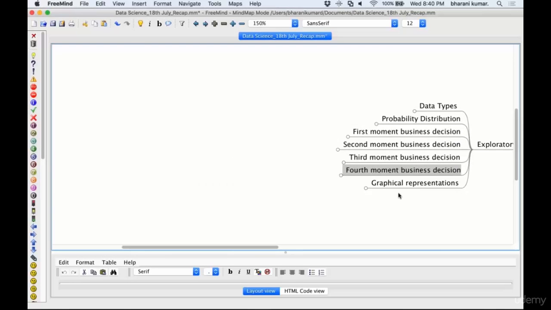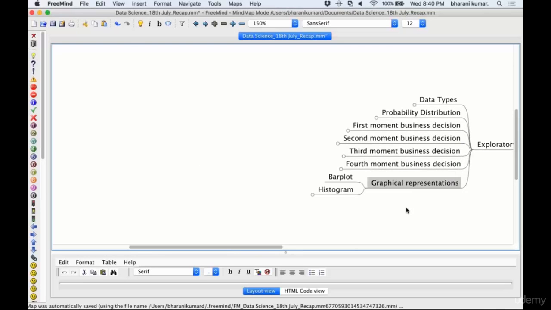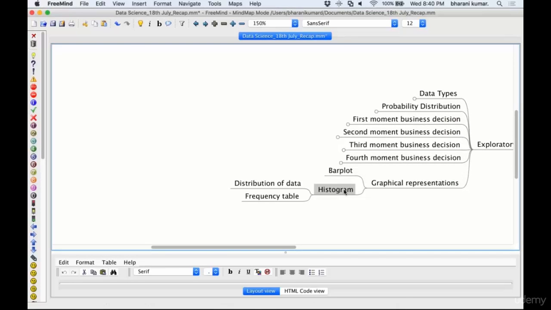Post which we have discussed graphical representations such as bar plot and then histogram. Histogram will explain the distribution of the data. Is the data skewed? Is it right skewed, left skewed? Do you have kurtosis? Is there a single mode or do you have multiple modes? All that can be analyzed using a simple histogram. You first come up with a frequency table and then come up with a histogram.